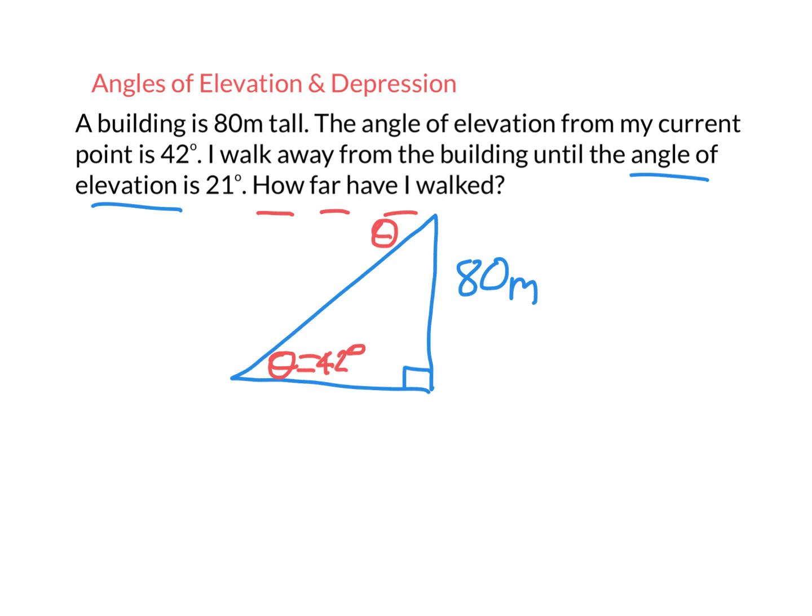Now what we're told is that we keep walking and then we get over here somewhere and the angle to the top of the building is now 21 degrees. We want to find this distance here, how far we've walked. Now the problem is that this distance here, x, is not part of any right-angled triangles. So how are we going to find it?